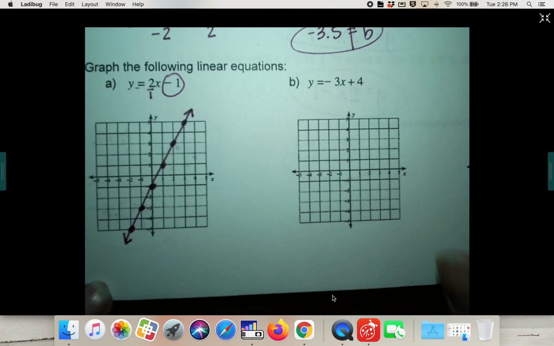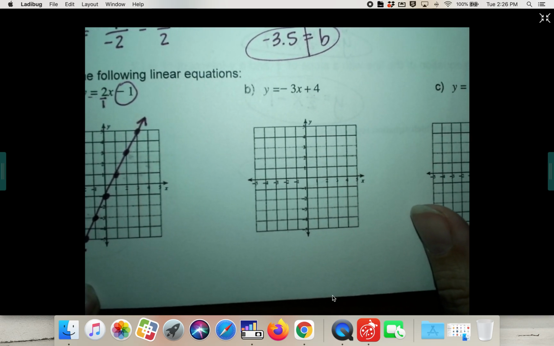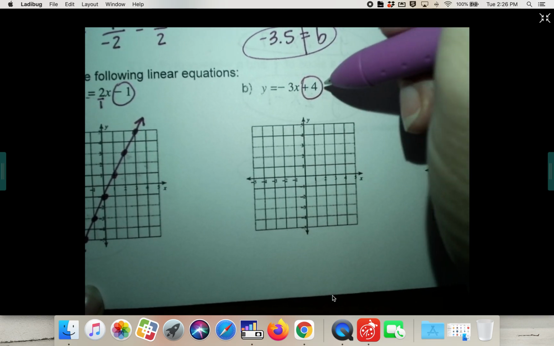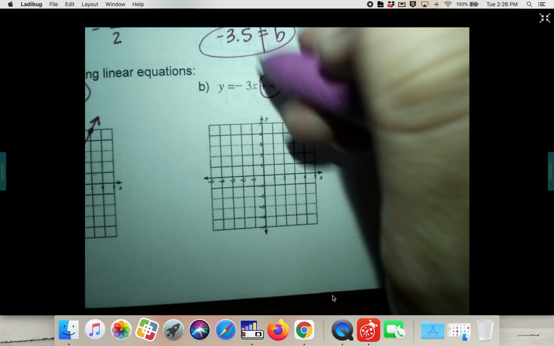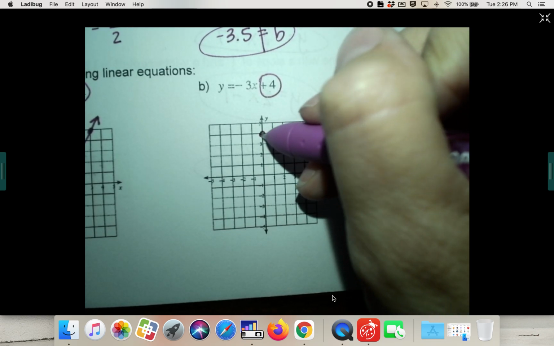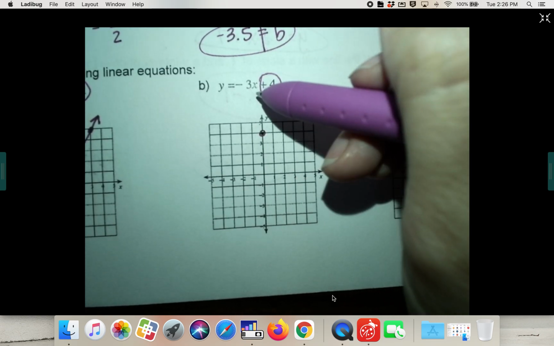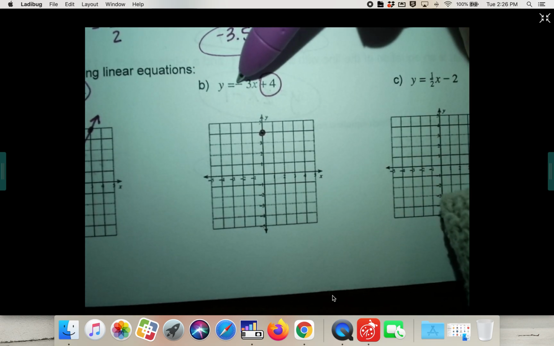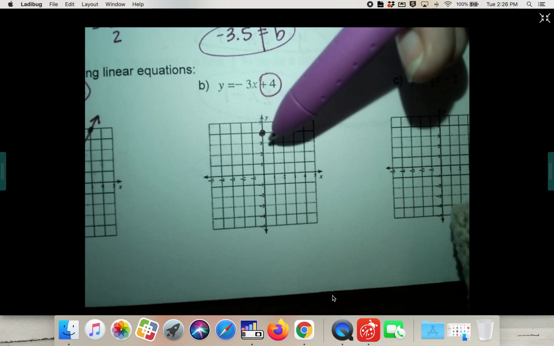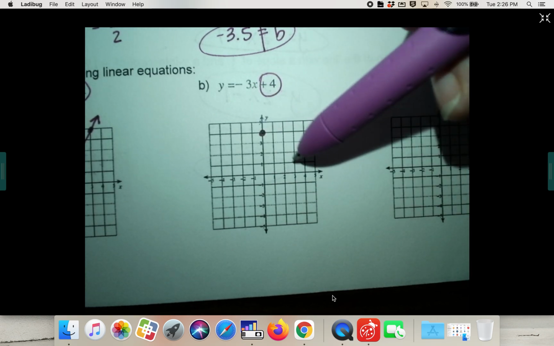All right, if you want to pause the video and try B and C on your own, go for it. If not, I'll do these with you too. Remember, I always circle the y-intercept because that's where you have to start. So on the y-axis, your first dot should be up here at +4. That's right there. Then my slope is down. See how -3 is negative? That means I'm going to be going down from left to right. It's going to be falling.